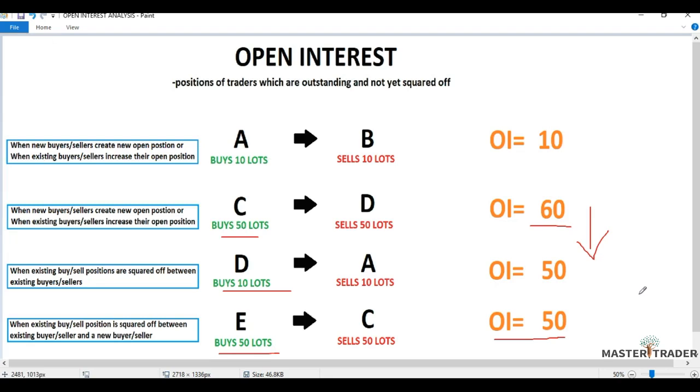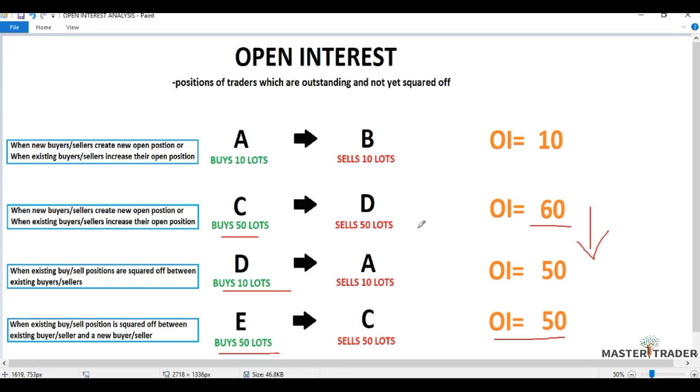Now a lot of traders, especially the big institutional players, use open interest extensively. We're going to look at this in more detail once we get into the option chain analysis, which will be covered in another video. But for the basics and for a brief understanding, this is what open interest is.